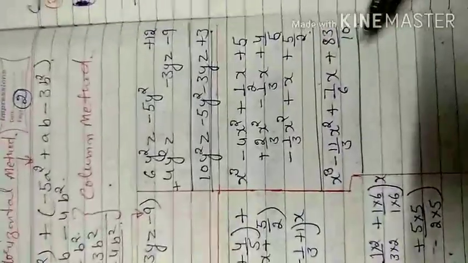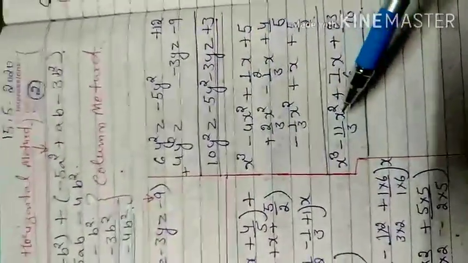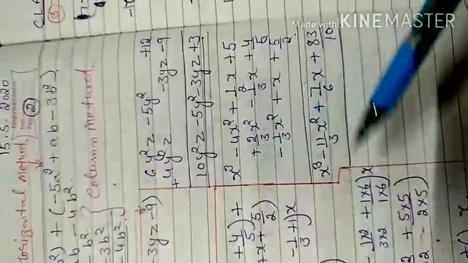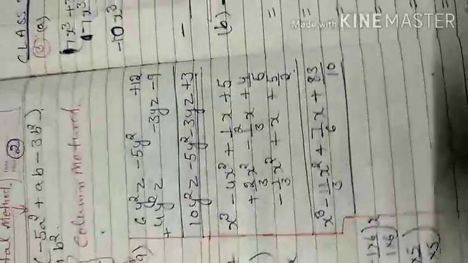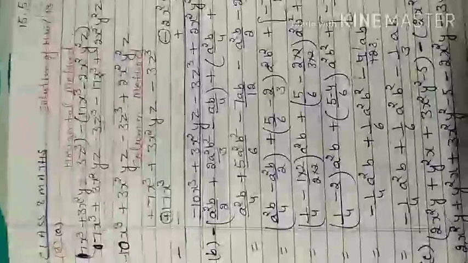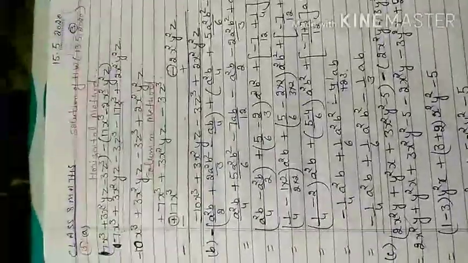The same terms I will write in the column method, but here in the column method you need not show the calculation. You have to show the calculation on the rough side and write the answer according to that. In your third question, you have to subtract the terms. So again you have two methods of subtraction: either the horizontal method or the column method.